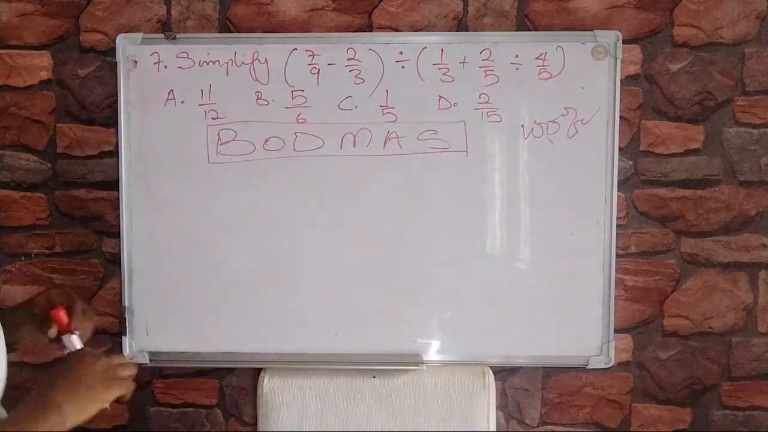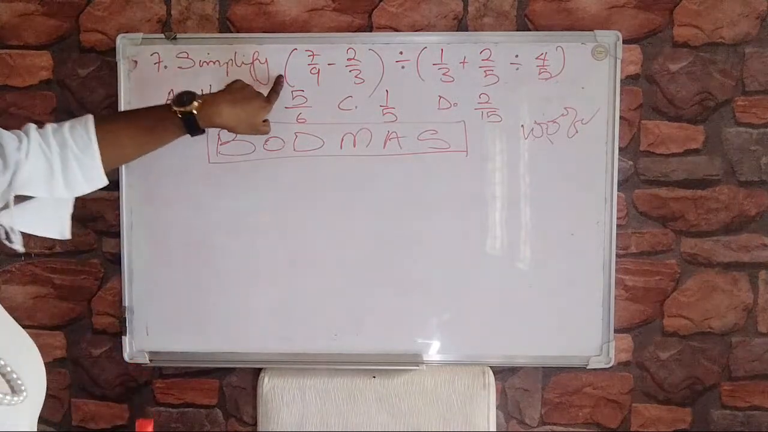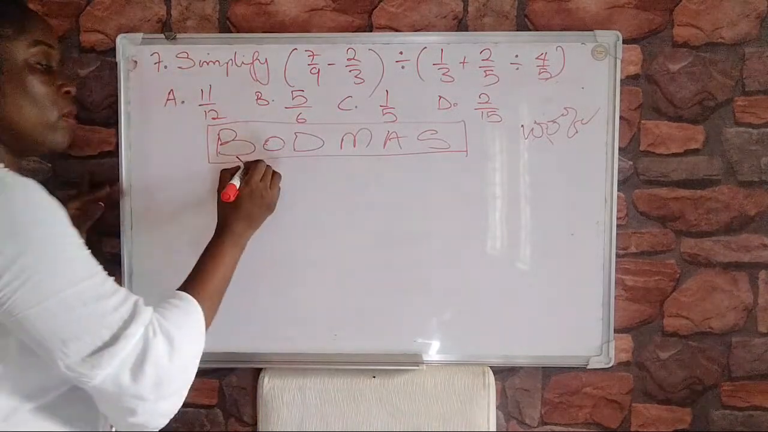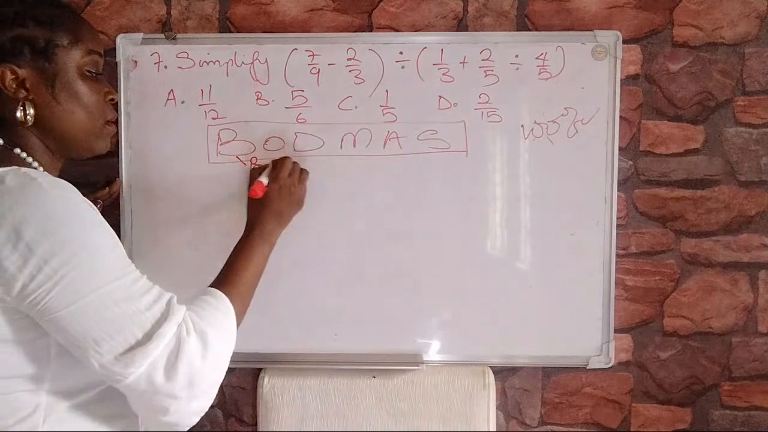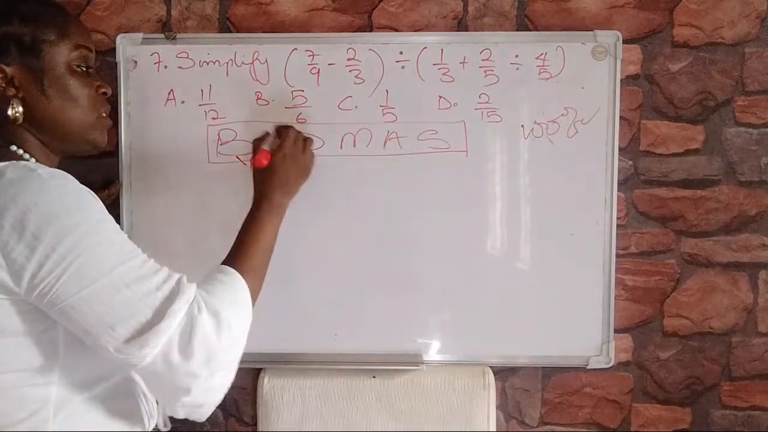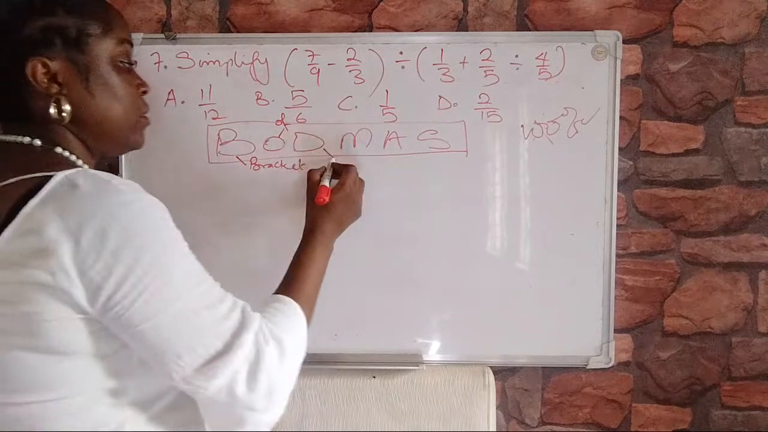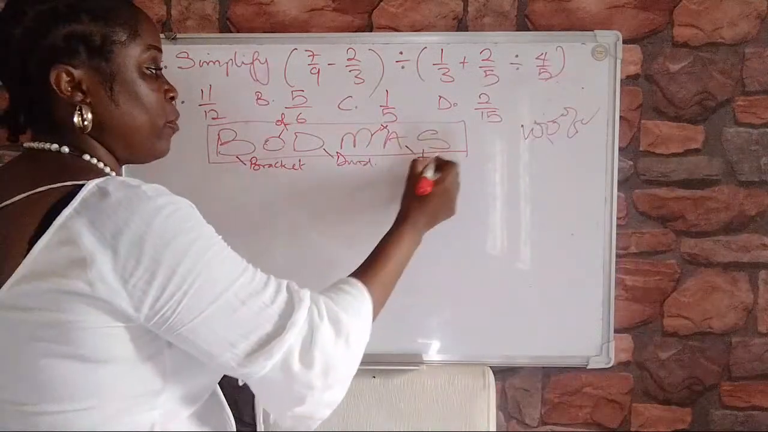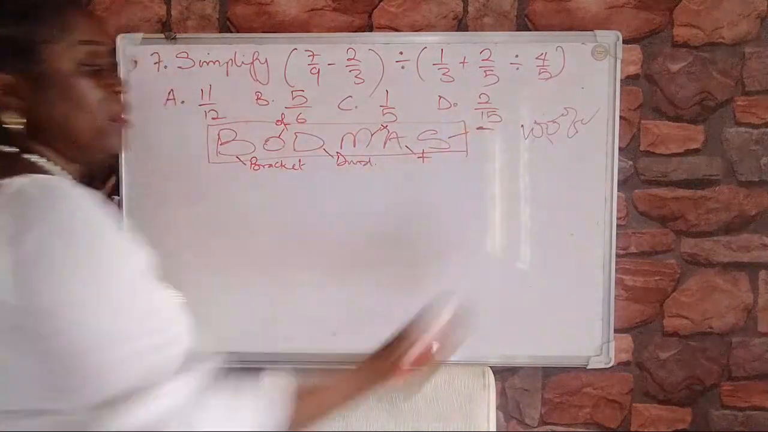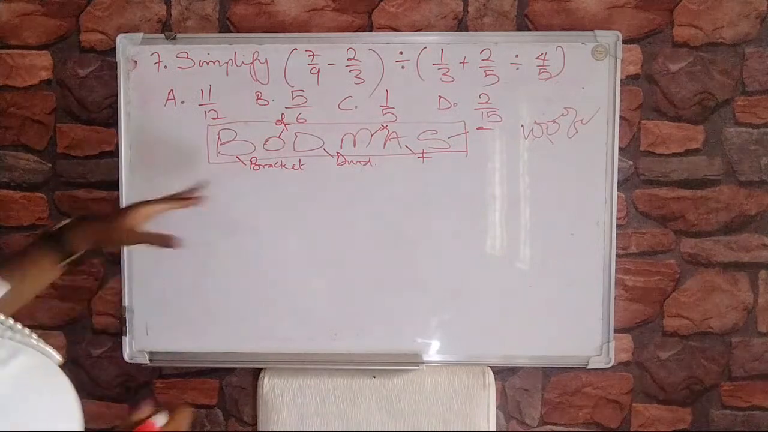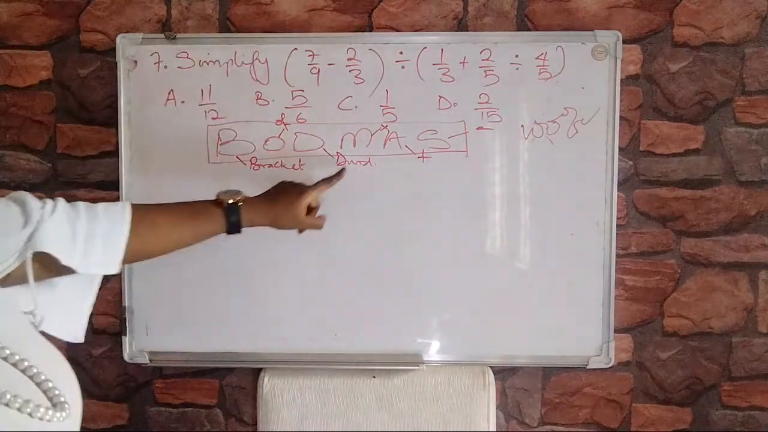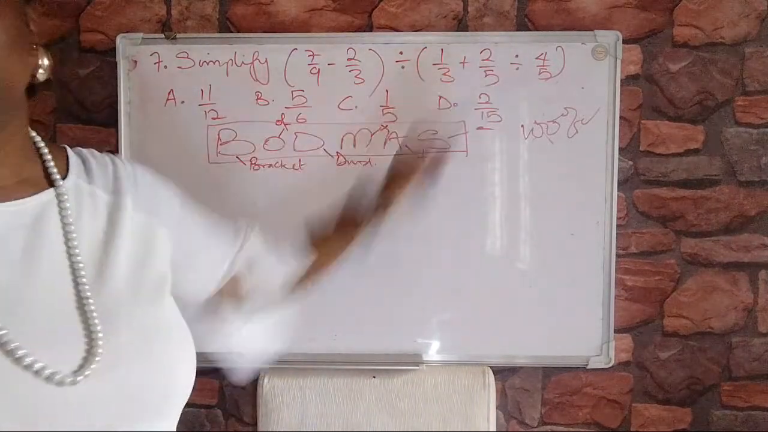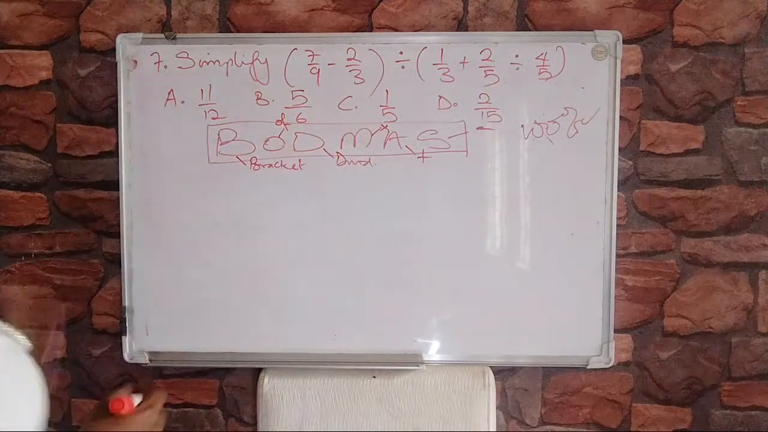So, looking at these functions and operations, we're going to solve what's in the bracket first, because the B in BODMAS stands for bracket, O stands for of, D stands for divide, M stands for multiply, A stands for plus, S stands for minus. All right? So we're going to do the bracket first, followed by the division. Second, then the plus. Then we're going to do the subtraction.